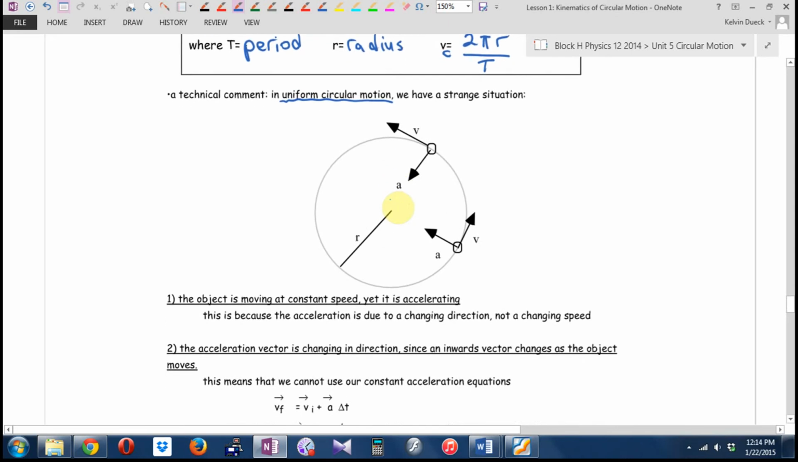And the acceleration vector is changing in direction, because if you're right here, that's your acceleration. If you're right there, that's your acceleration. If you're right there, that's your acceleration. And that goes back to my point of ditching the vector notation. I'm finding magnitudes, and if they ask for a direction, I'm going to say, show me a picture.